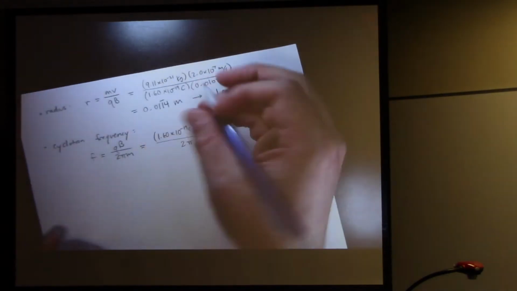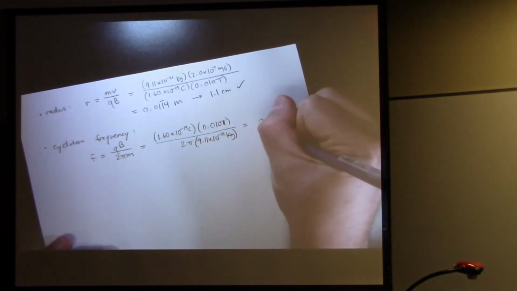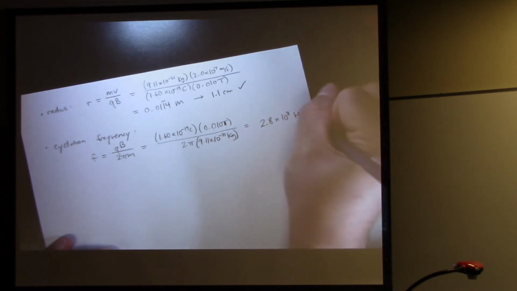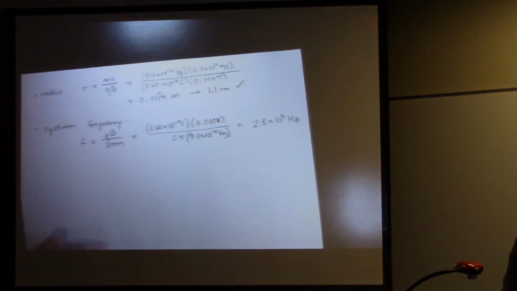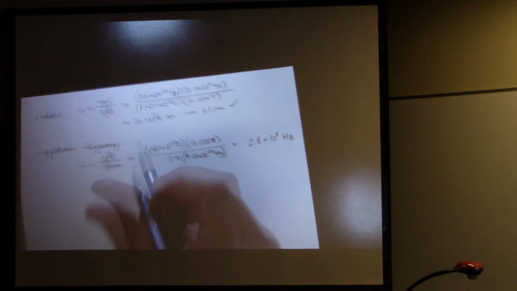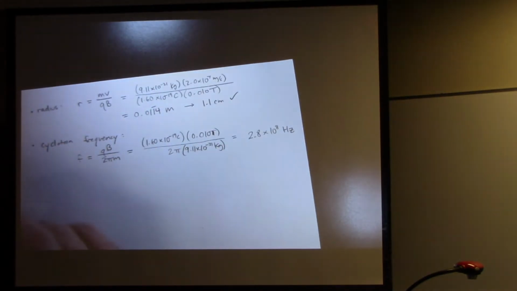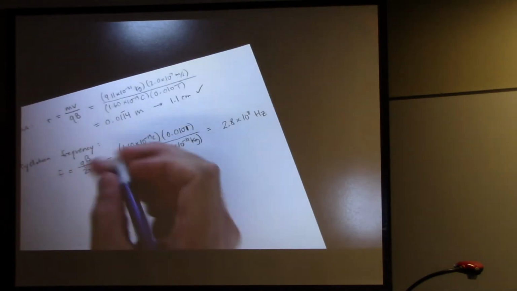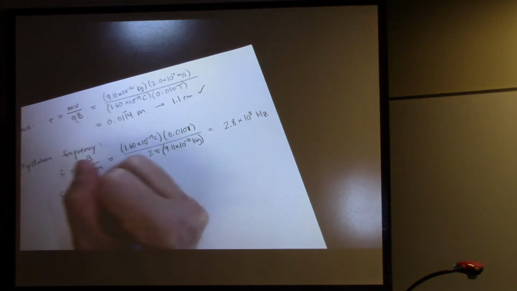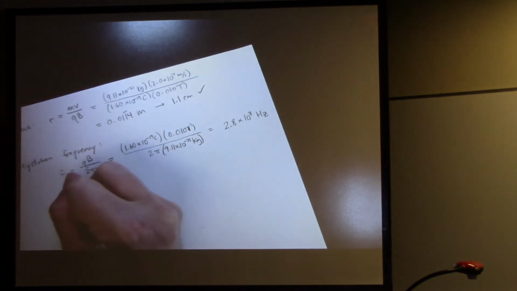Okay, so what does this come out to? If you calculate this, it's 2.8 times 10 to the 8 hertz. Now, how about we just real quick go through the units on this one? It's really not obvious why coulombs times Tesla divided by kilograms give you hertz, so let's do that. We have coulombs times Tesla over kilograms.